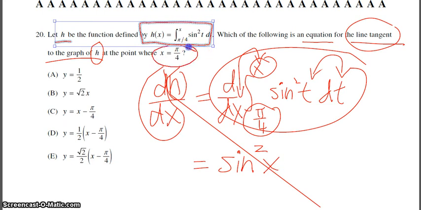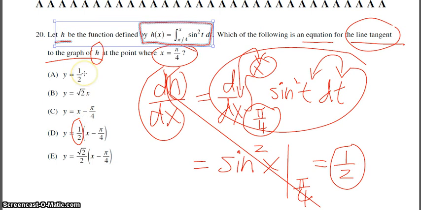And now when x is equal to pi over 4, just plug it in. It is a special angle, so you will get an answer. Okay, well, actually, the answer will be half. Sine of pi over 4 is 1 over root 2. You square that, it will be 1 over 2. So the slope is 1 over 2. So here we go, this one has 1 over 2.